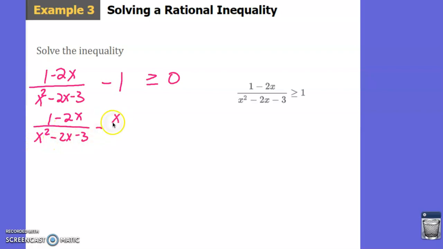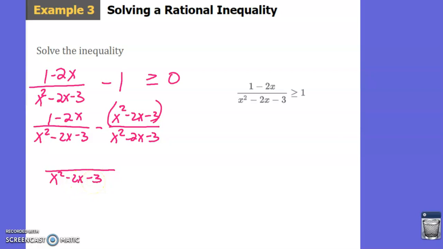So we're literally just going to make this x squared minus 2x because it's 1. So we're just going to put it over itself, so that way they have a common denominator. And just keep in mind, you've got to use that distributive property to be able to do that. So you're going to end up with x squared minus 2x minus 3 on the bottom.